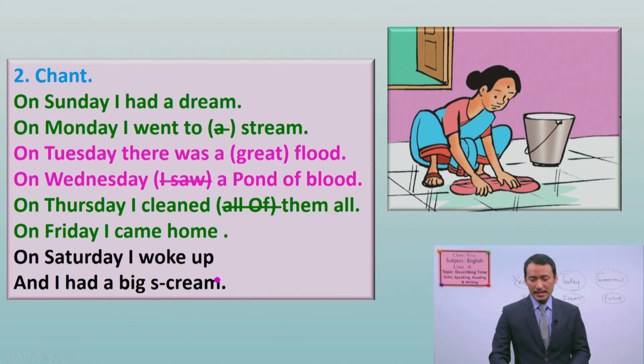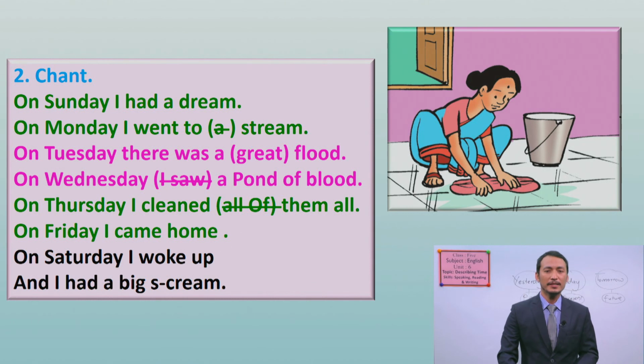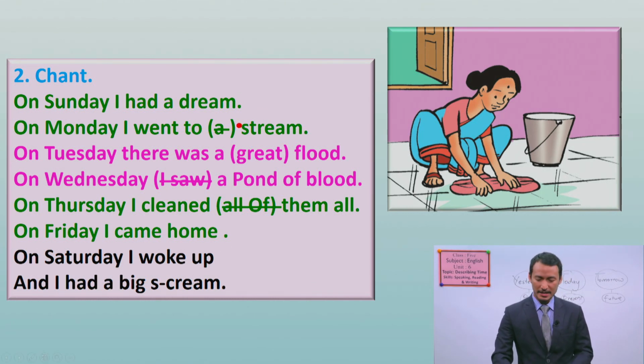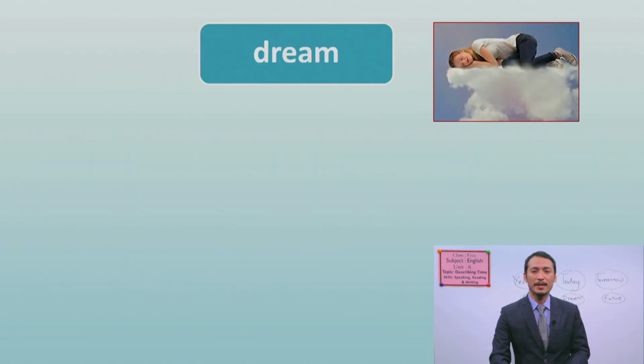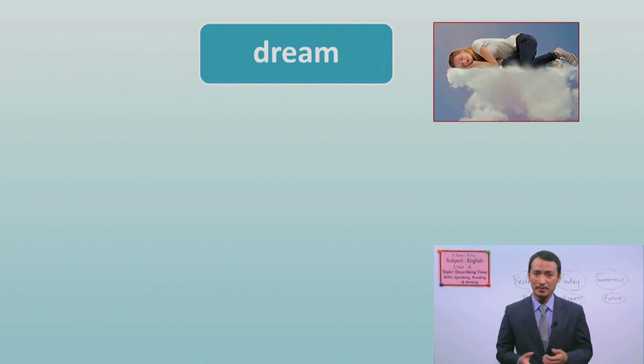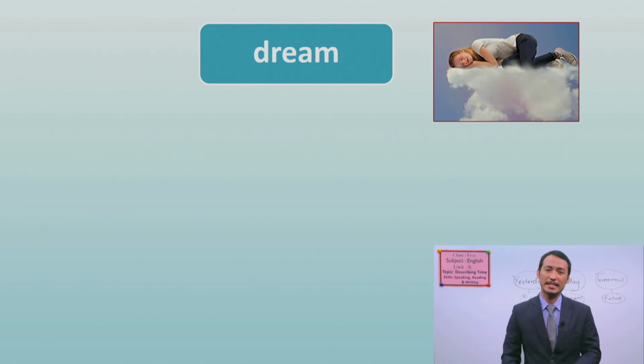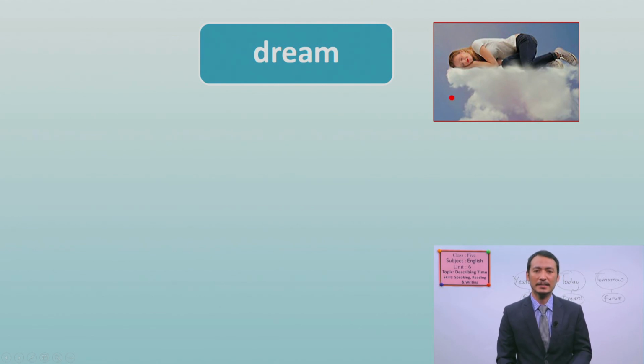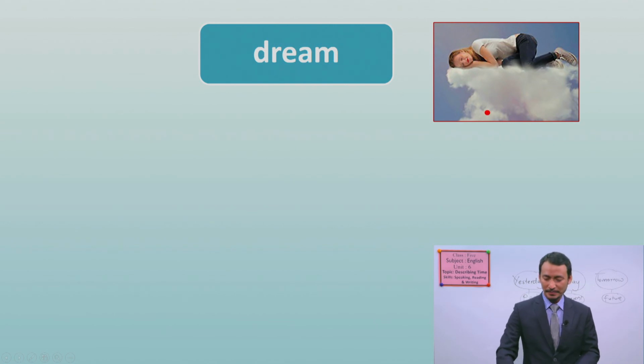Okay, now let me first show you some meanings of these words. What are dream and stream? I'll show you here with pictures. Dream. What is a dream? Yes, when you sleep, you see some pictures, right? Like watching a movie in your dream. It is imaginary, you don't think that they are real, we are dreaming.